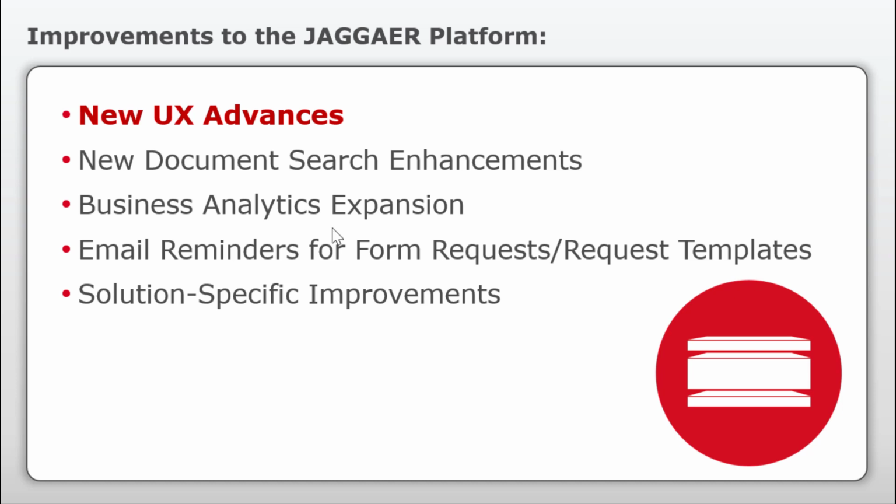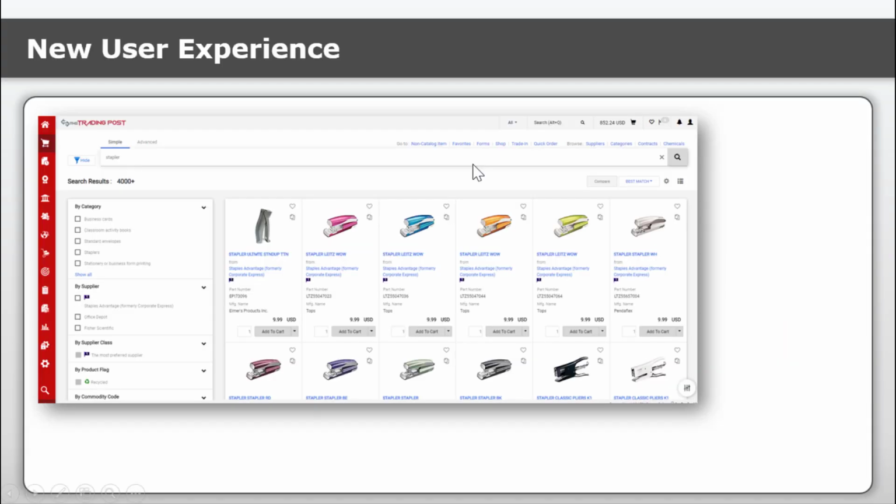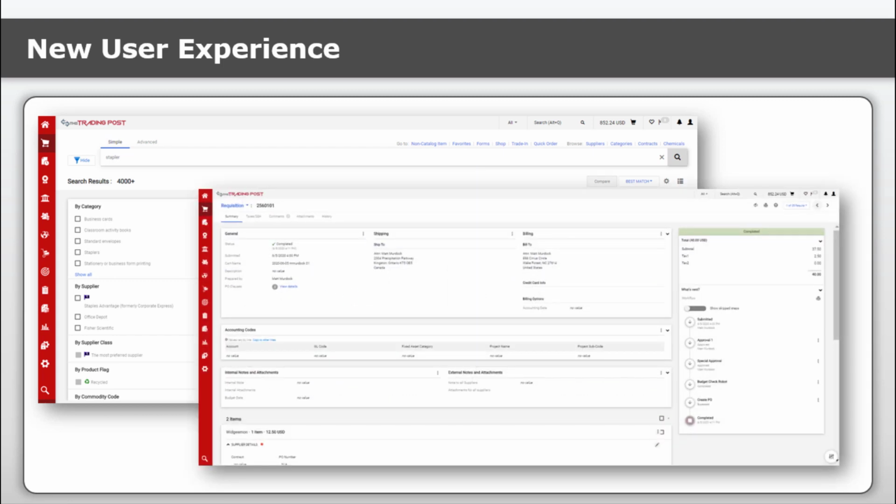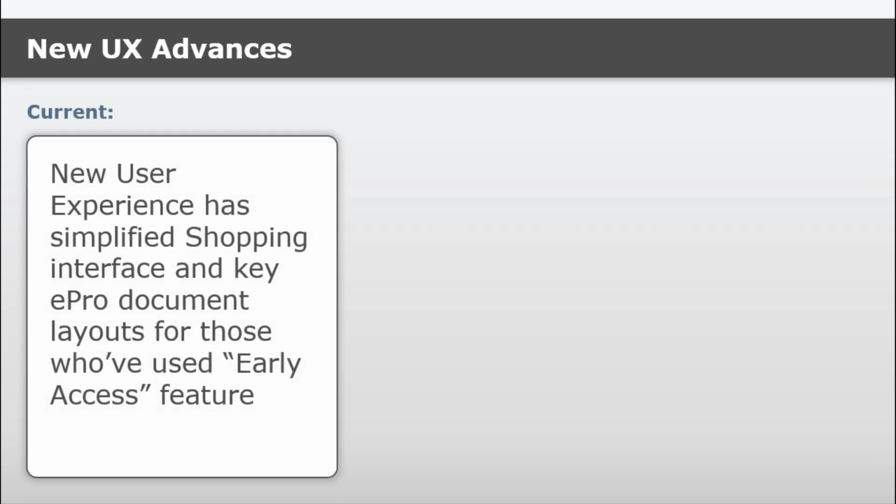User experience refers to a human-first design process focused on improving the quality of interaction between a user and a product. For JAGGAER, that means an ongoing effort to make the shopping experience easier and more intuitive, and simplifying the document layout to make information more easily accessible with fewer clicks. Over the past year, we have simplified the shopping interface as well as the layouts of key e-procurement documents and made the elements of the new UX available but optional through early access participation.